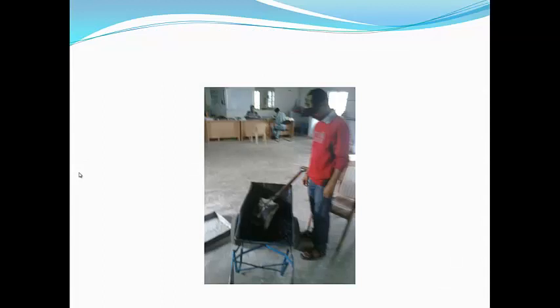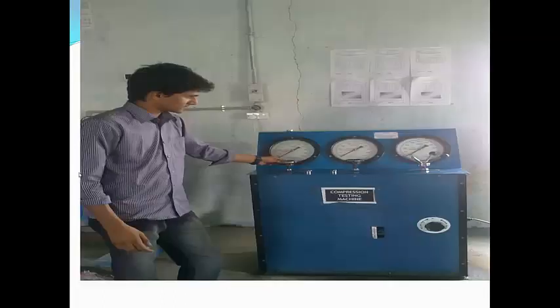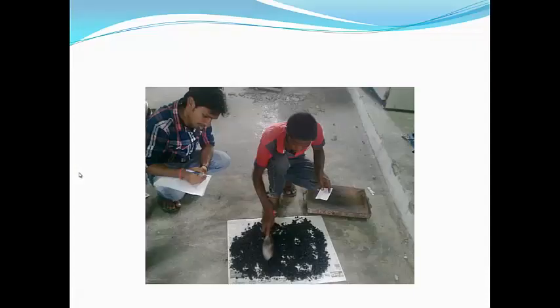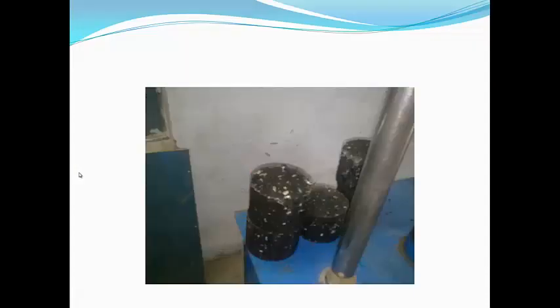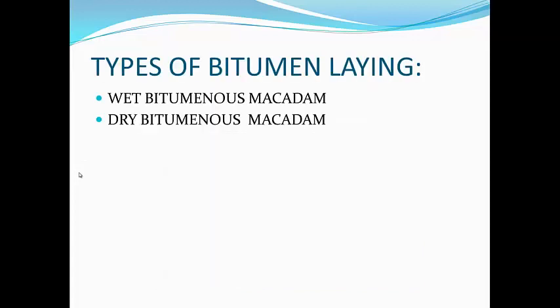This is the process of batching bitumen in the quality control lab. This is the modern heavy apparatus that is used as the compression testing machine. This figure gives you some samples of the bitumen that are used for the determination of the stability.